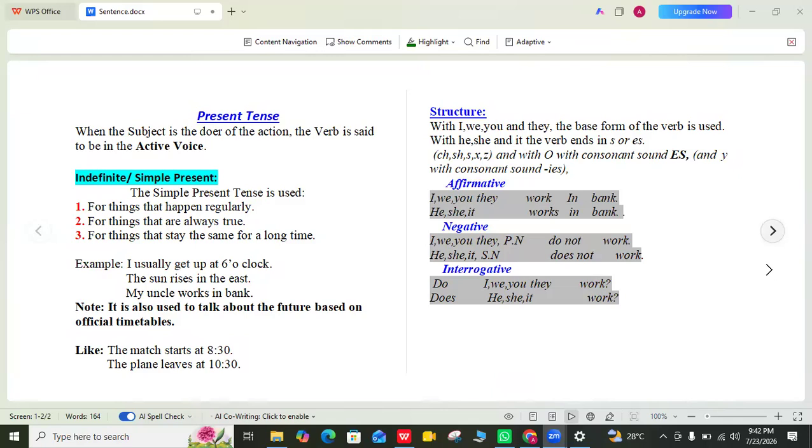Before going further, I would like to tell you that in English conversation, we normally use three things: subject, verb, and object. What is subject? Subject is the doer of the action, means the person of the action who acts. And then verb. Verb is the action word. And then at the end, object comes. What is an object? Object is who receives the action.